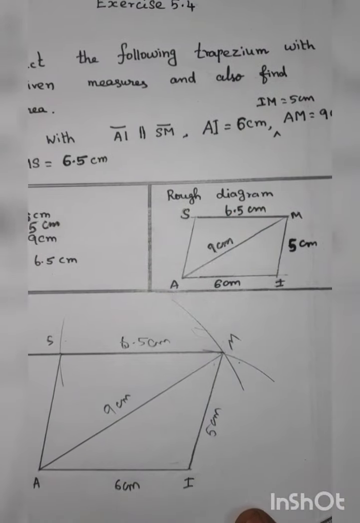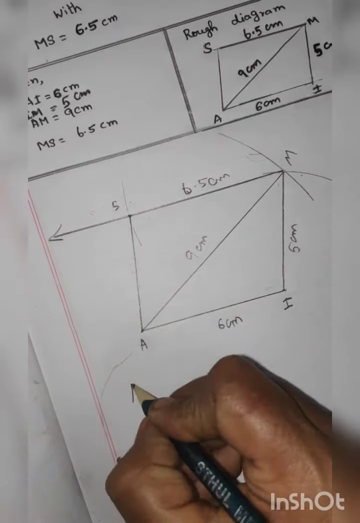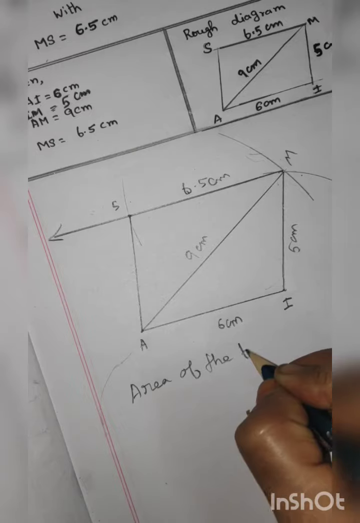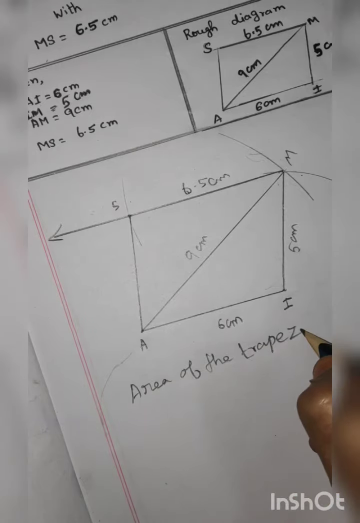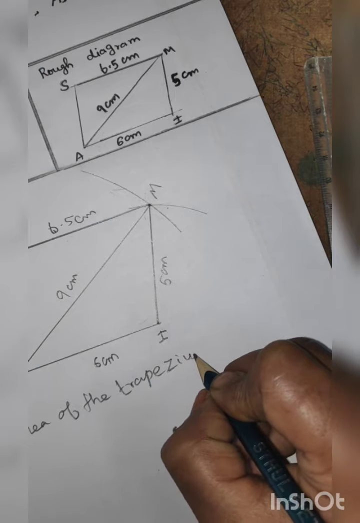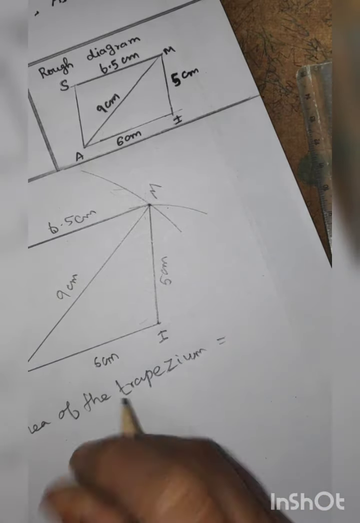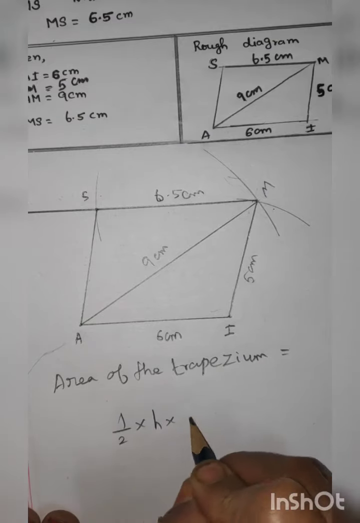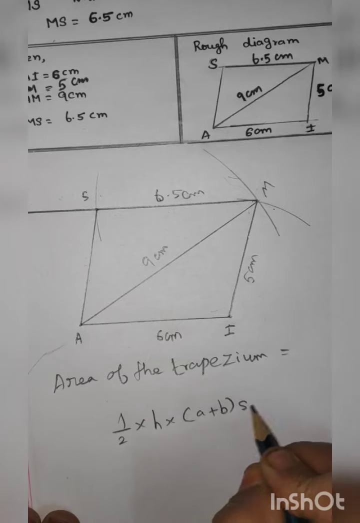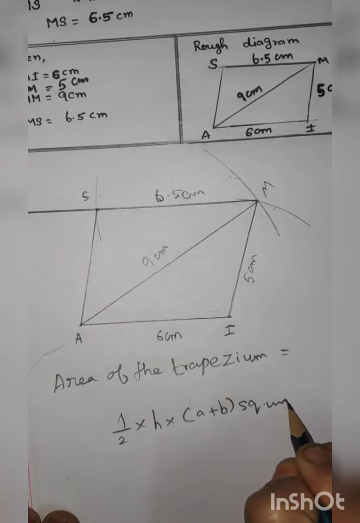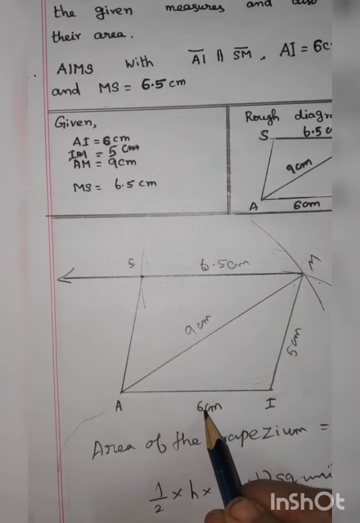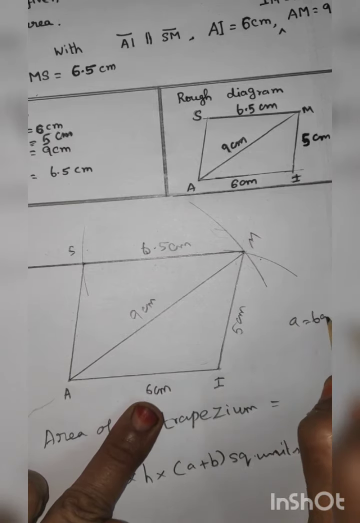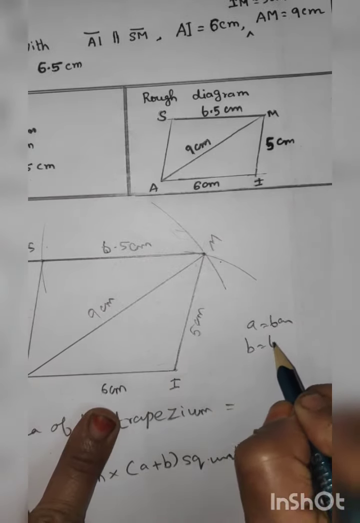Okay, this work is complete. After this, find the area. Area of the trapezium formula: area of the trapezium equal to 1 by 2 into H into (A plus B) square units. Now which value is the A value? These parallel lines are the A and B values. A equal to 6 centimeter, B equal to 6.5 centimeter.